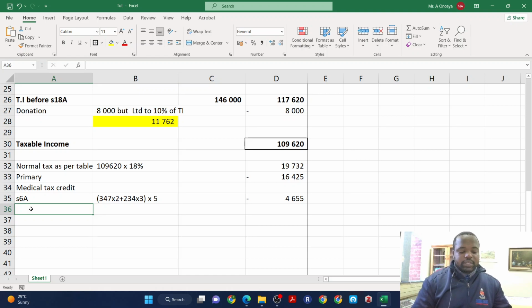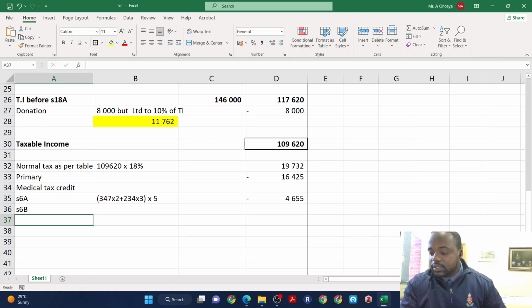And then we calculate 6B. Why 6B? 6B will always apply if you did 6A. That's first of all. Second of all is if the employee only incurred qualifying medical expenses, then you'd skip 6A, because 6A is for registered medical aid fund, but 6B is for excess in terms of the medical aid fund which could not be claimed, or qualifying medical expenses.